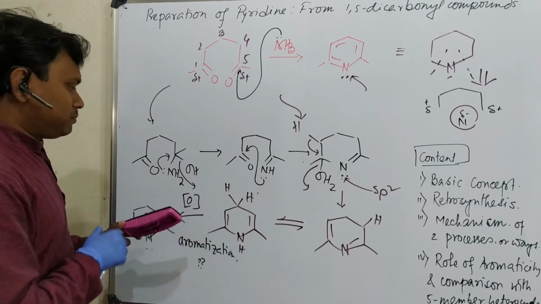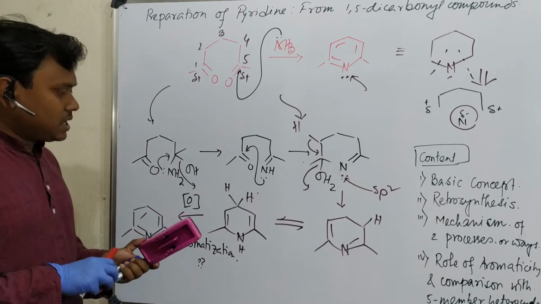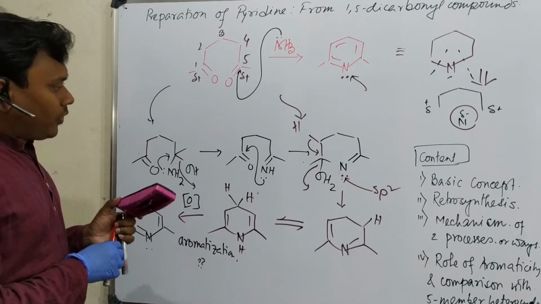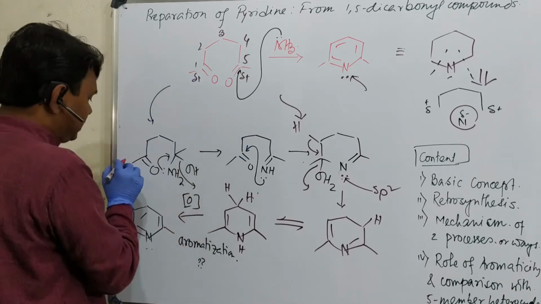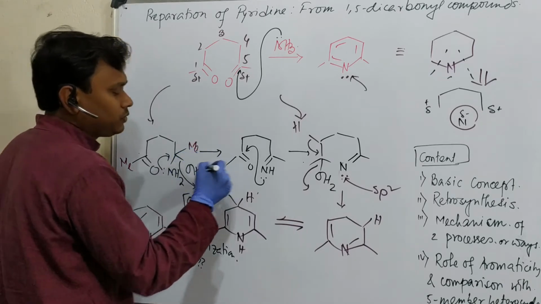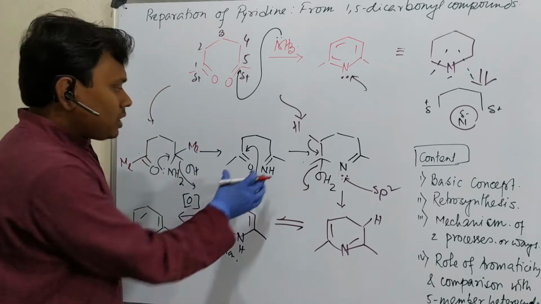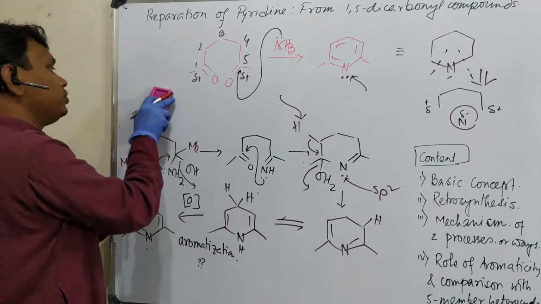But this process has some serious problems. For example, I am showing that the reaction will happen like this, but if you think that these are two methyl groups, then what is the problem? This is fine, but there is another issue, because in the reaction medium there is ammonia.